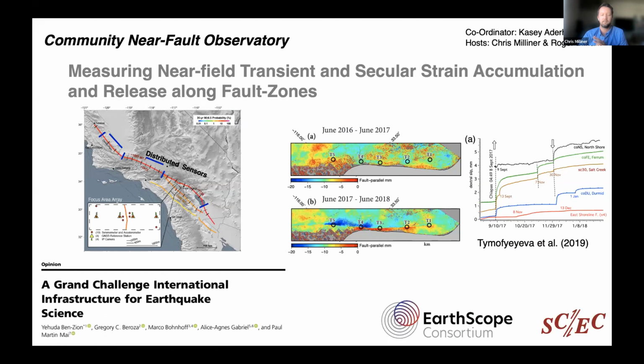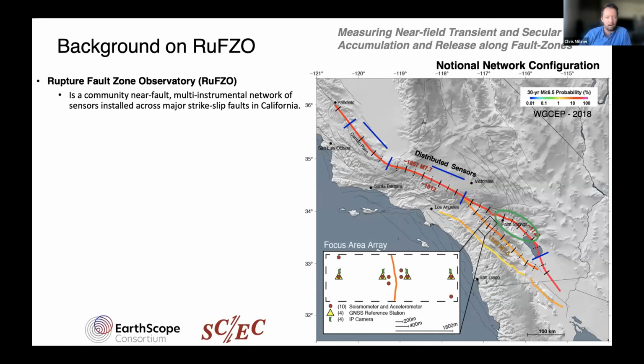As Casey just mentioned, the session is focused on transient near field processes along fault zones and trying to understand how a community near fault observatory can provide new insight into these processes. So just a little bit of background on what ROSO is exactly. It is a community near fault multi-instrumental network of sensors with the intention that it will be installed across a number of major faults in California.